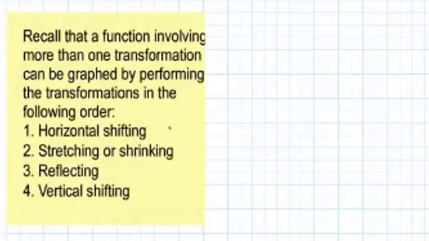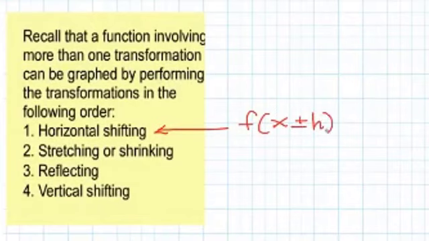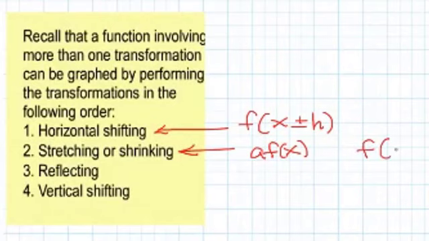But the one that's in our textbook, we have you do any horizontal shift first. Remember, a horizontal shift is when you add or subtract a number to the x inside the parentheses. Then you do any stretching or shrinking. Remember, stretching or shrinking is when you either multiply a number times the outside of the function, or you multiply the number on the inside of the function.